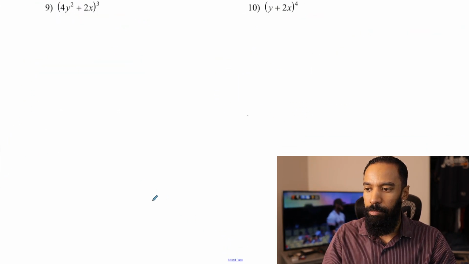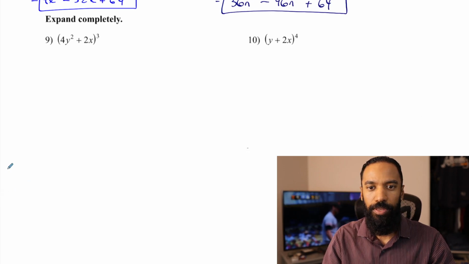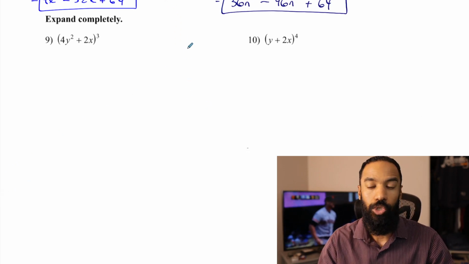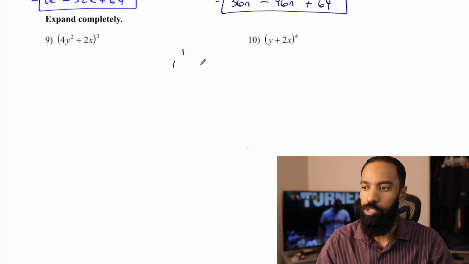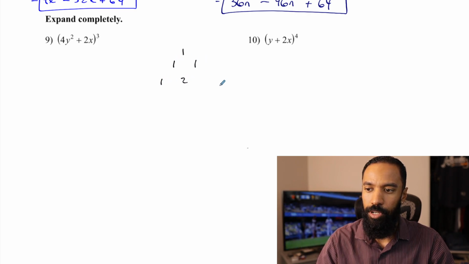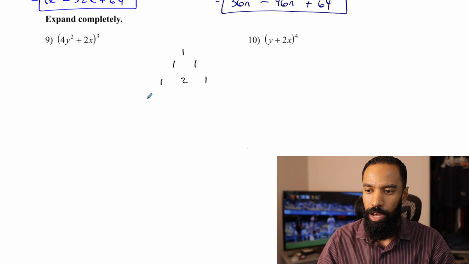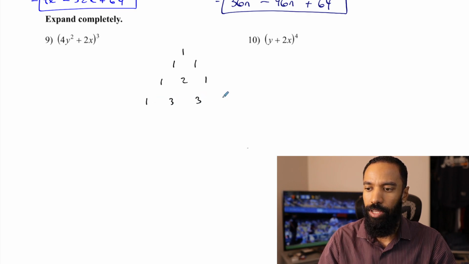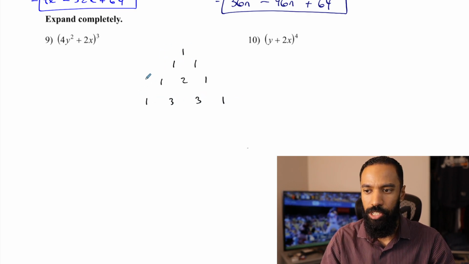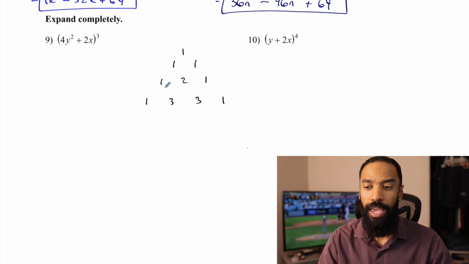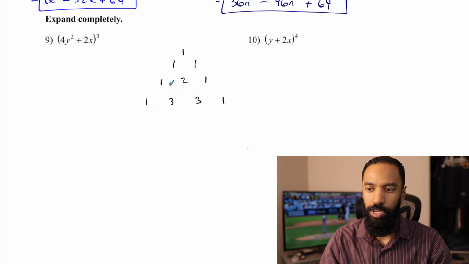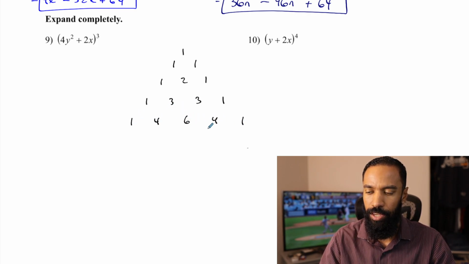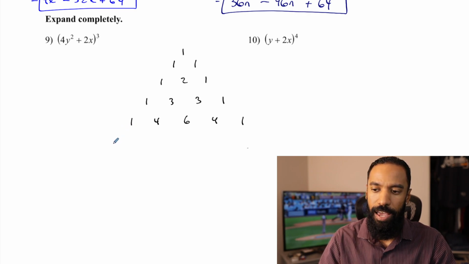All right, expand completely, numbers 9 and 10. I may need some room for this, and especially to write out or draw out Pascal's triangle. This may assist me. I happen to know it for rows 3 and 4, but that's all right. Now, Pascal's triangle is a triangle where for each consecutive row, you are adding a new value, and that value is the sum of the two values above it. 1 plus 2 is 3, 2 plus 1 is 3. It is symmetrical. 1 plus 3 is 4, 3 plus 3 is 6, and on the other side, you get 4 and 1.